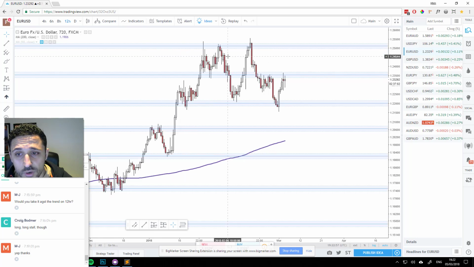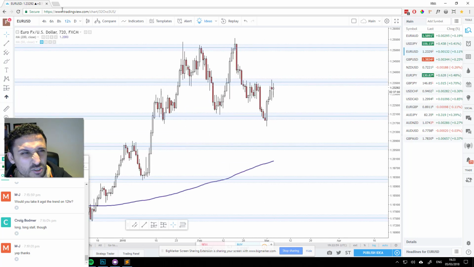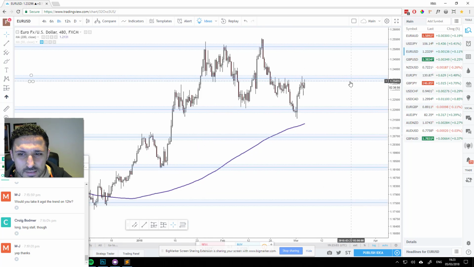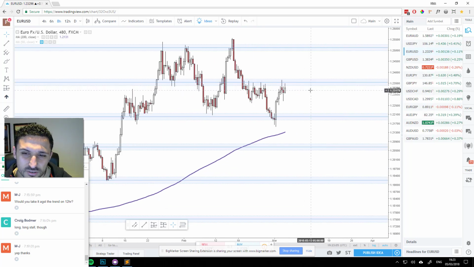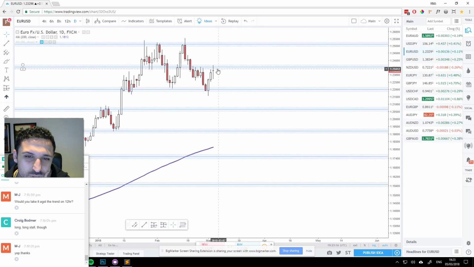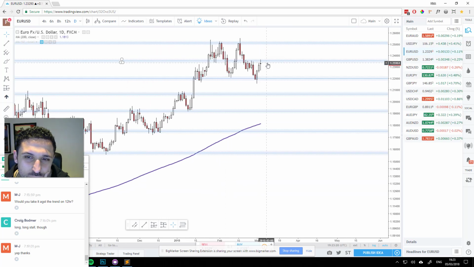EURUSD, looking for a potential short here. But actually, no. EURUSD doesn't look that great. I mean, let's just see what happens with EURUSD. We'll see what happens if it pushes up to here and if it stalls.